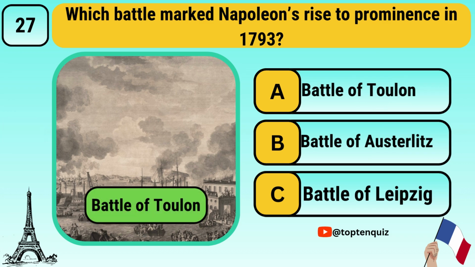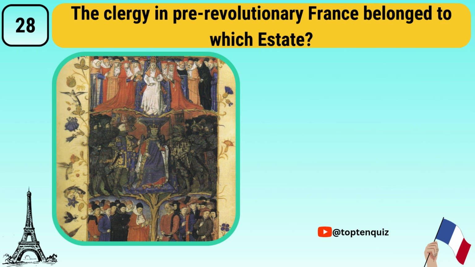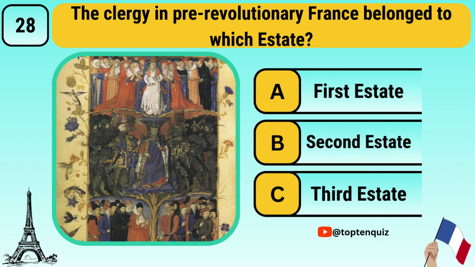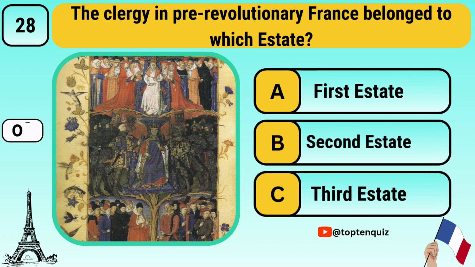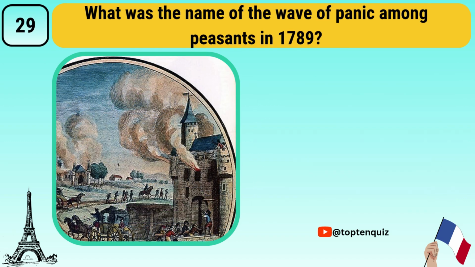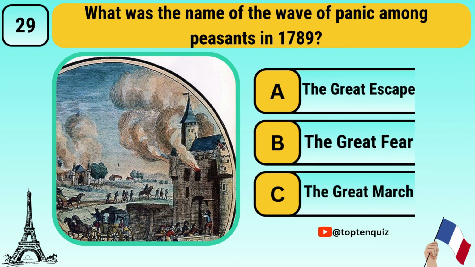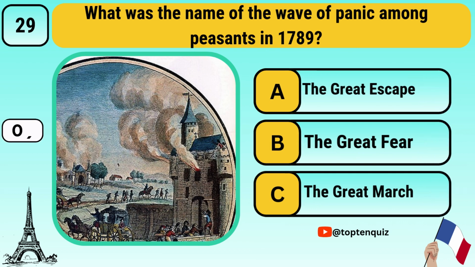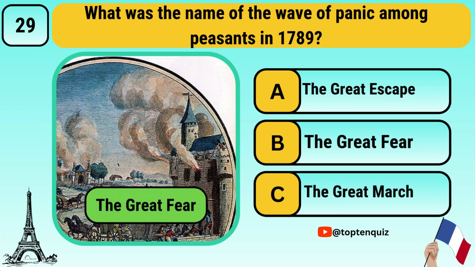Battle of Toulon. The clergy in pre-revolutionary France belonged to which estate? First estate, second estate, third estate. First estate. What was the name of the wave of panic among peasants in 1789? The Great Escape, the Great Fear, the Great March. It was the Great Fear.